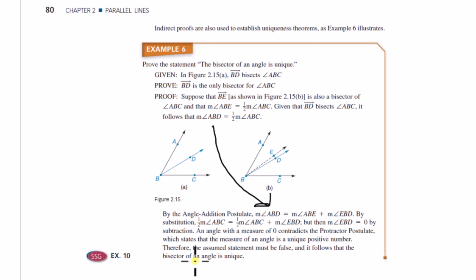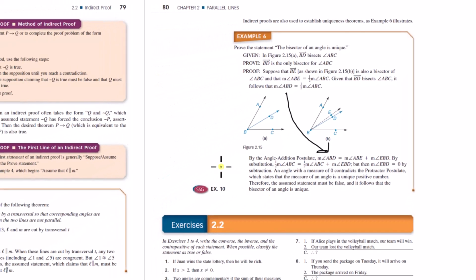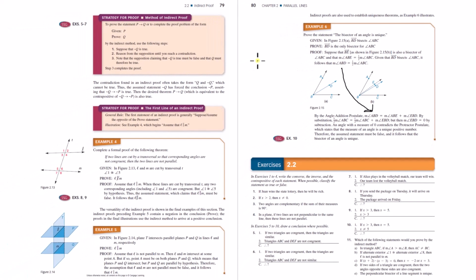Okay, so that's the idea of an indirect proof, or a proof by contradiction. We're not going to work any example problems from this section, so let's move on to section 2.3.